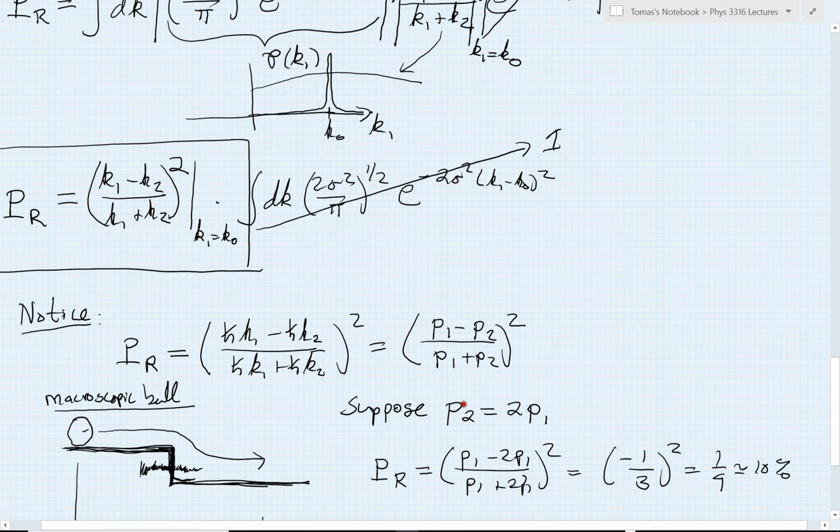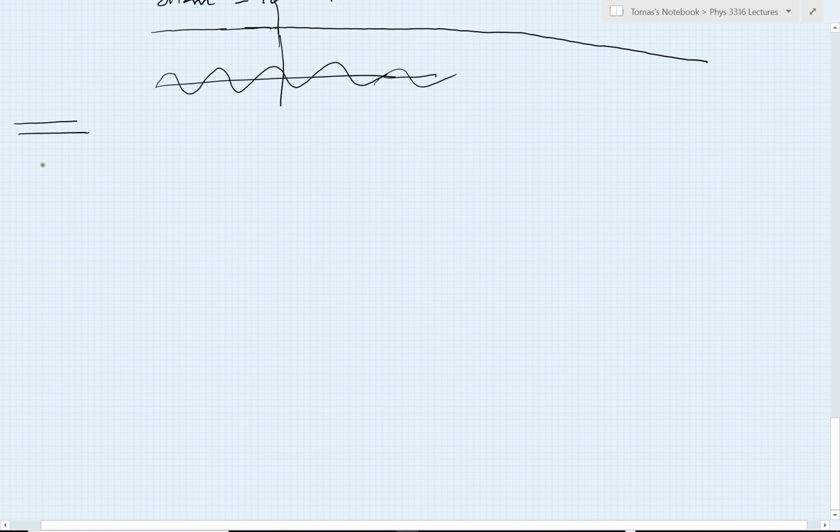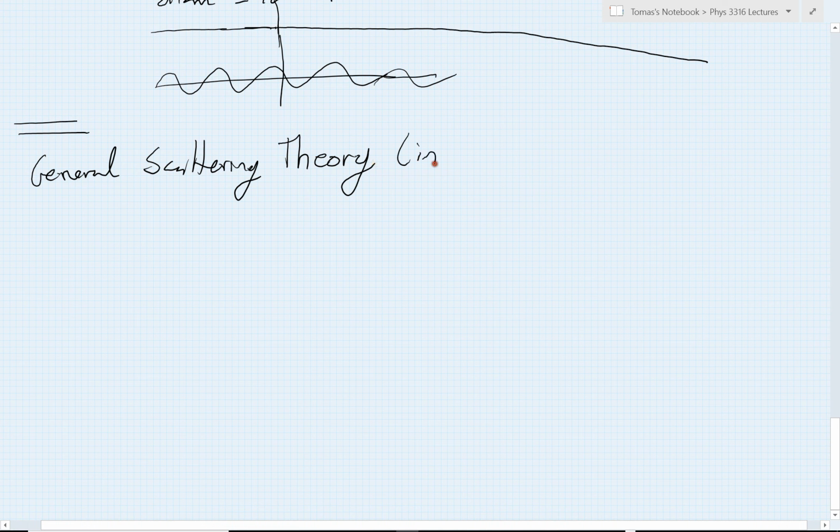I'd like to move on now to what we could expect, not for specific examples, but more generally. I would like to consider now general scattering theory. Now that we've built up all of this good intuition, general scattering theory, and of course this is going to be in one dimension.